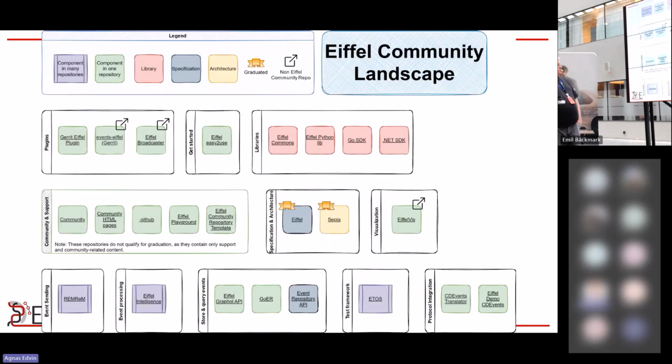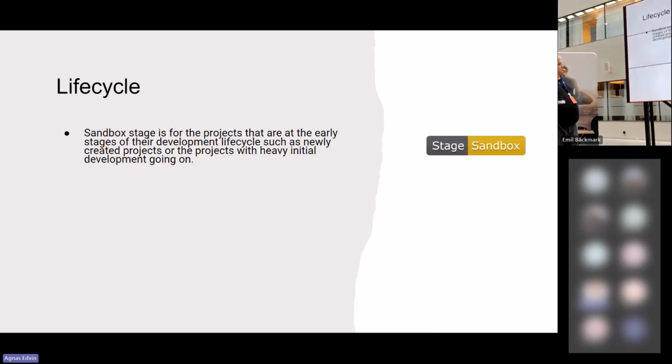And this is how the landscape looks. Now, you might notice that we've got some things that are called graduated here. Let's go through a little bit what we mean with that. Within the Eiffel community, we've got a life cycle for all our projects. The first stage is sandbox. This is where, if you're a new project coming in and you're doing heavy development, you want to signal people that, okay, this is pre-development. Also, if you only have one organization that is actually developing it, it's a sandbox.